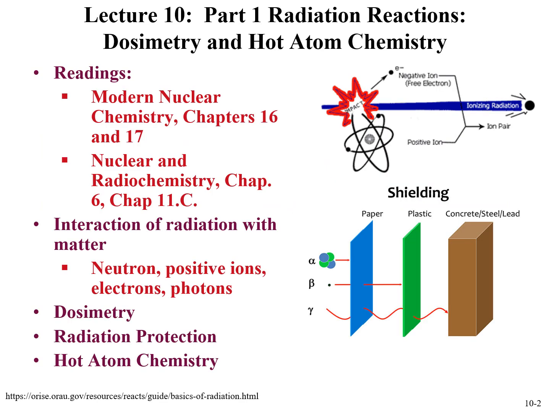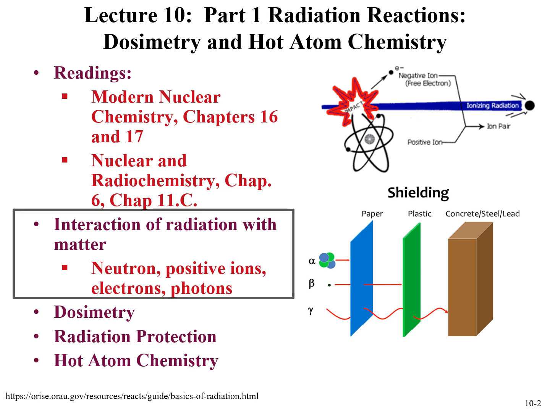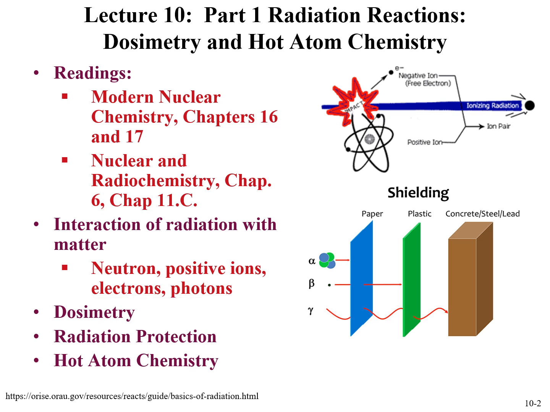The readings for this lecture on radiation reactions can be found in Modern Nuclear Chemistry, Chapters 16 and 17, and Nuclear and Radiochemistry, Chapter 6 and Chapter 11, Point C. The first part of this lecture is going to cover interactions of radiation with matter. We're going to explore the interactions of neutrons, positive ions, electrons, and photons with matter. Lecture 2 is going to cover dosimetry, radiation protection, and hot atom chemistry.